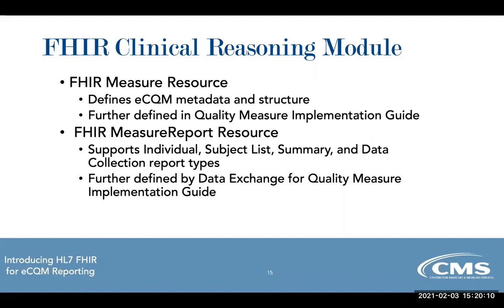The FHIR Measure Report resource gives us the actual reporting of the measure, and it includes an individual report, which is very similar to QRDA1, a subject list report, a summary report, which is very similar to QRDA3, and a data collection report. And these are further defined in the DEQM, or Data Exchange for Quality Measure IG, which we'll also look at in a bit.